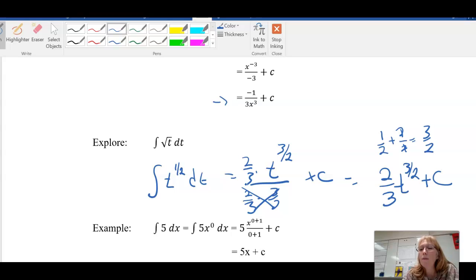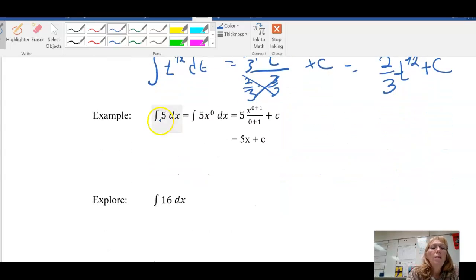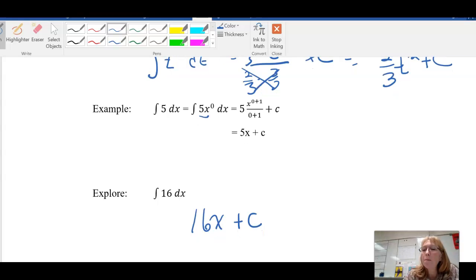Okay, this one's a little tricky. We have 5x with no x. Well, that really means that's x to the 0 power. So I'm going to add 1, so it's x to the first divided by 1. So it just changes to x plus c. Your turn. I hope you got 16x plus c. There's not much to that one.